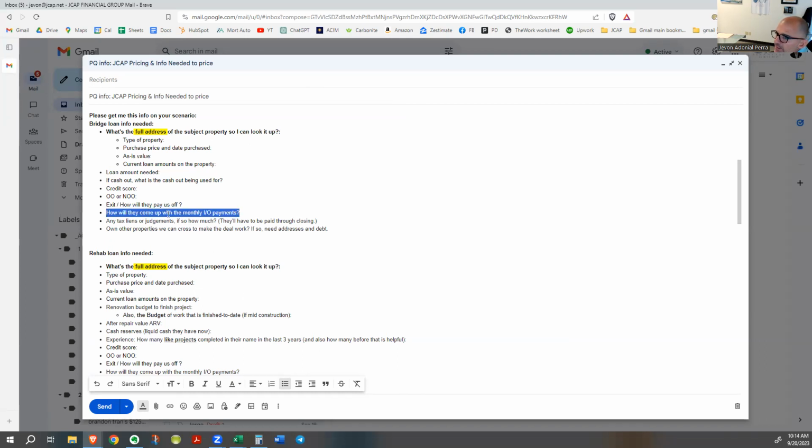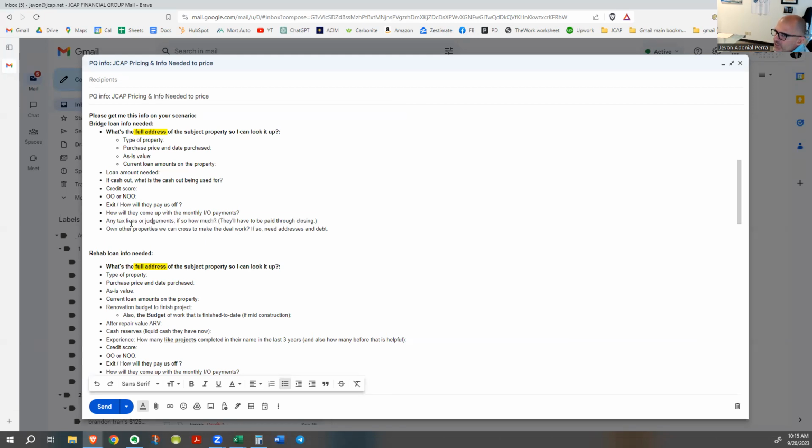How will they come up with the monthly payments? So every month they're going to have an interest-only payment. I want to know how they're going to pay that. We might not income qualify them, but I still want to know how you're going to pay it. If we really like the property and there's enough room, like they don't need our max leverage for the loan, we can sometimes put all the payments for the whole year in the loan if there's room. So that solves that one.